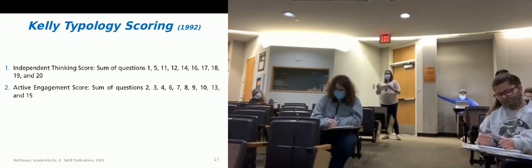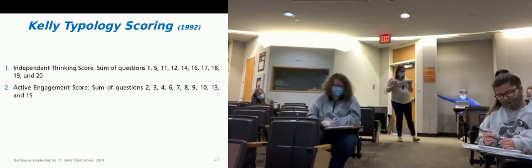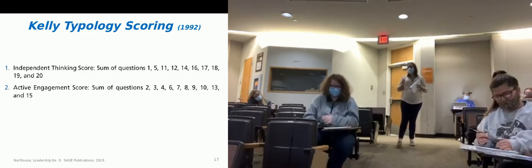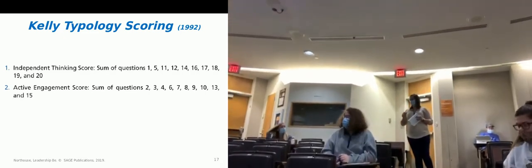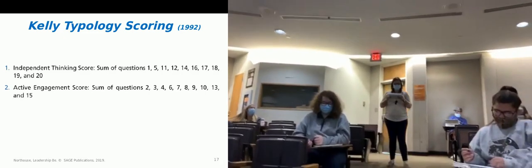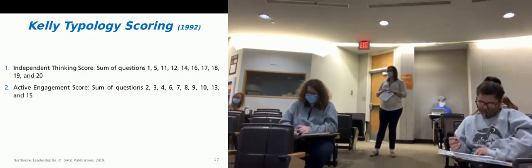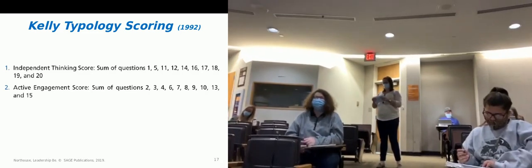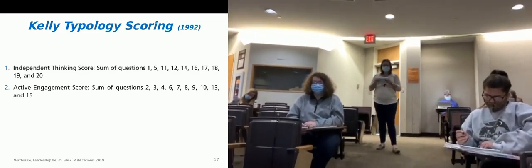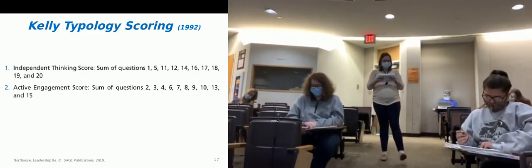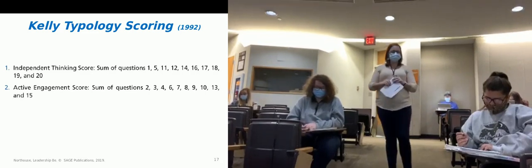If you scored below 20 on thinking, but scored above 40 on engagement, write down conformist. If you scored above 40 on thinking, but below 20 on engagement, write down alienated. And then if you scored above 40 on both, write down exemplary.